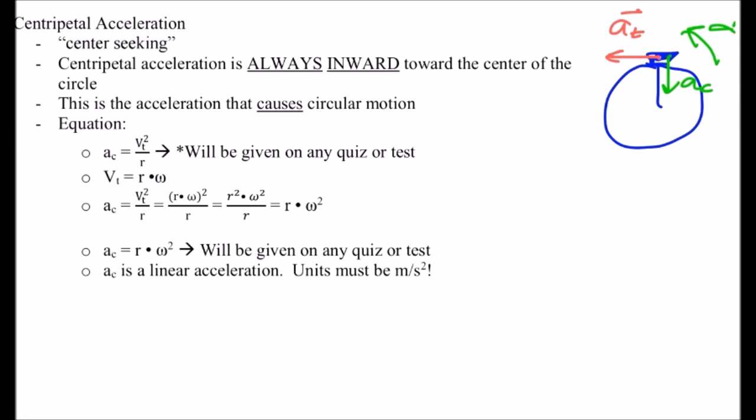And then we have some equations. Okay, this one's a boxed equation for you. Centripetal acceleration is equal to the tangential velocity squared over the radius. It is also equal to the radius times omega squared.